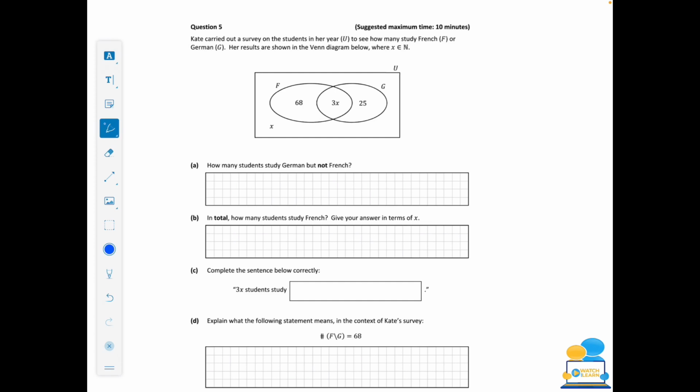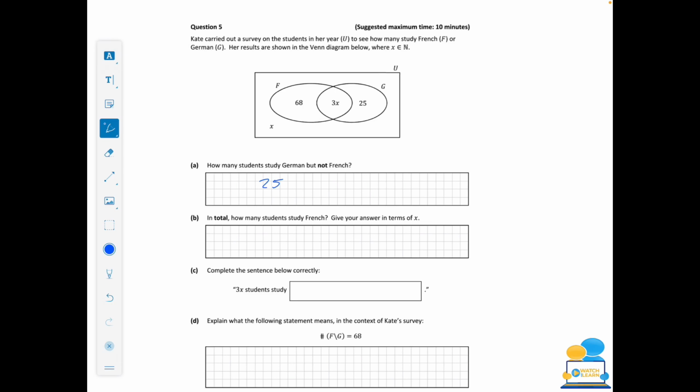Kate carried out a survey of the students in her year to see how many students studied French or German. Her results are shown in the Venn diagram below, where x is an element of N. All that means is x is a natural number, so it's 1, 2, 3, 4. It could be any number. We don't know yet. Part A: how many students studied German but not French? These students here study German. They're not in the French circle, so your answer is 25.